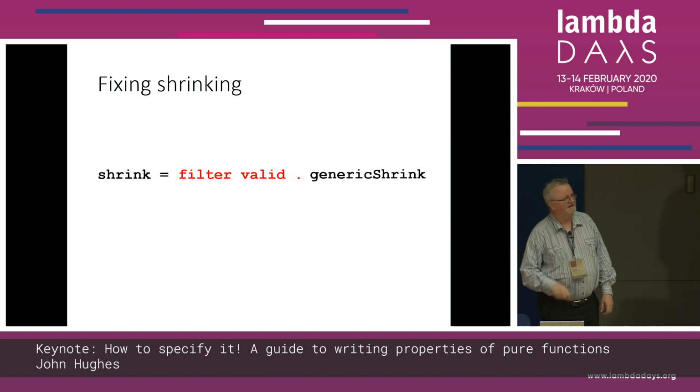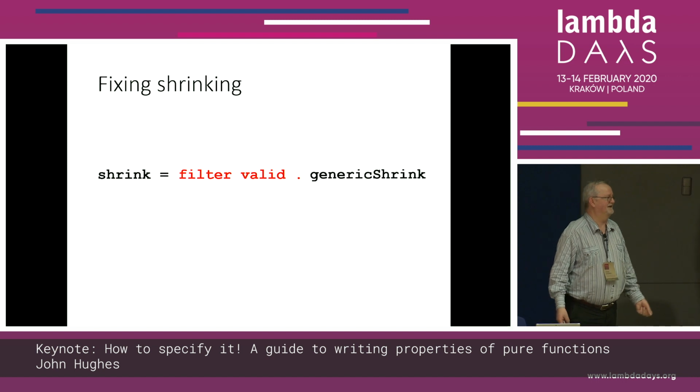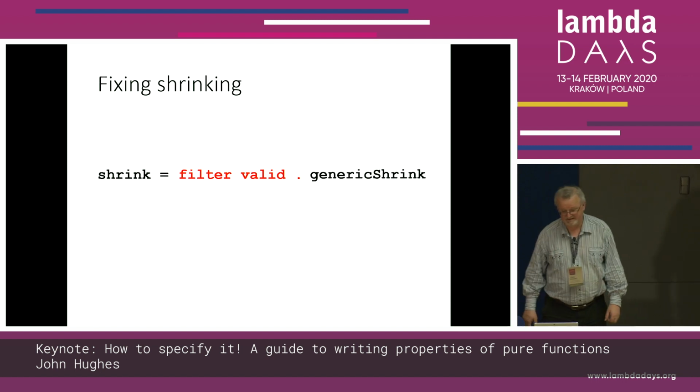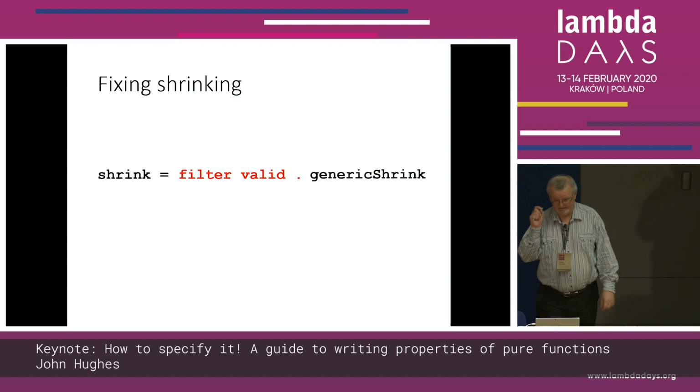I need to fix this to get any useful results. How can I fix it? Actually, it's dead easy to do so. I can just say, use the generic function, but only keep the valid shrinking trees. That's the easiest way to fix it. OK, so that's good.